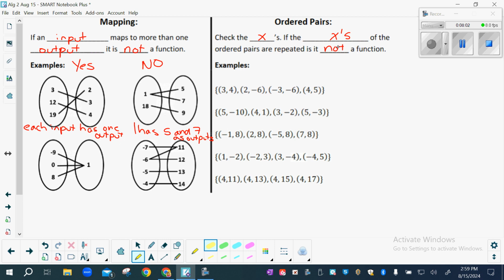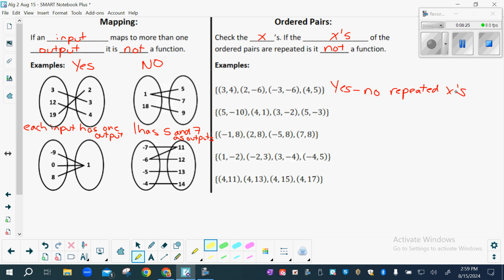Oh, I know what you're looking at. You're looking at the first example. Okay, so let's look at that first example. Do we have any x's that are repeated? No. So this is yes, and the explanation could be no repeated x's. What about the second one?